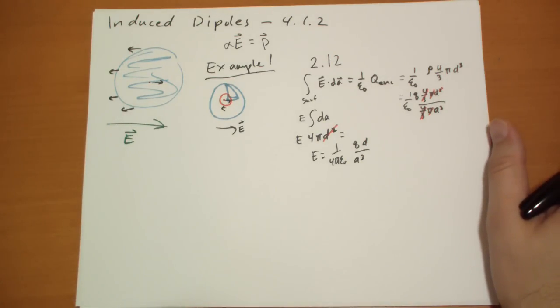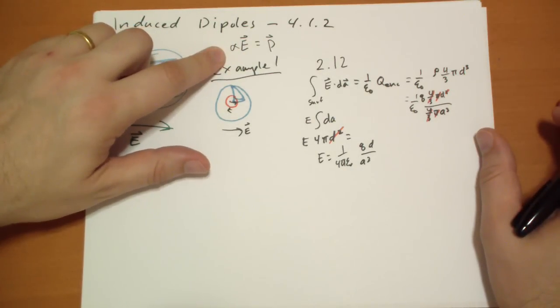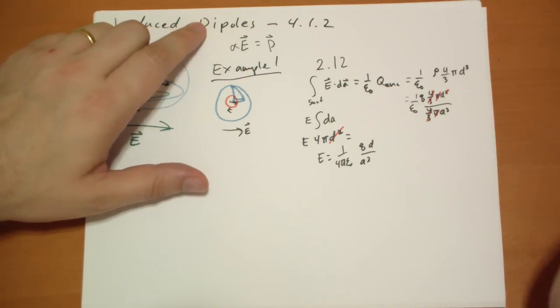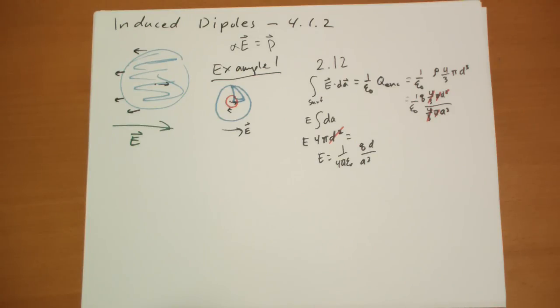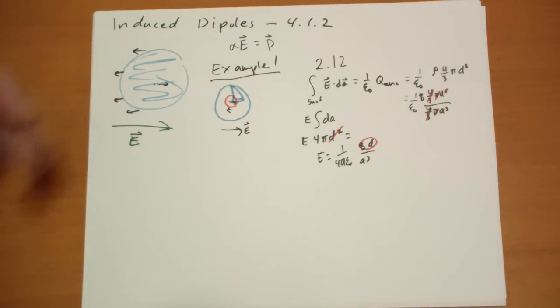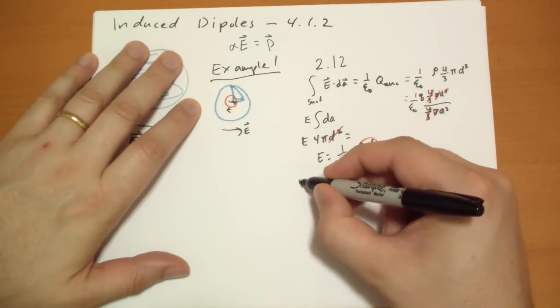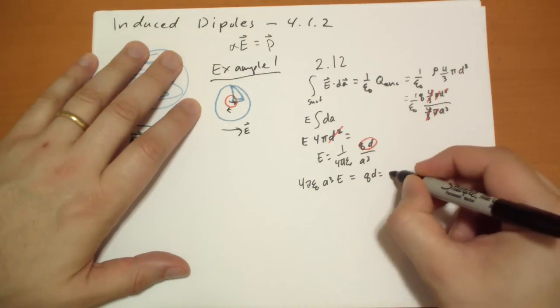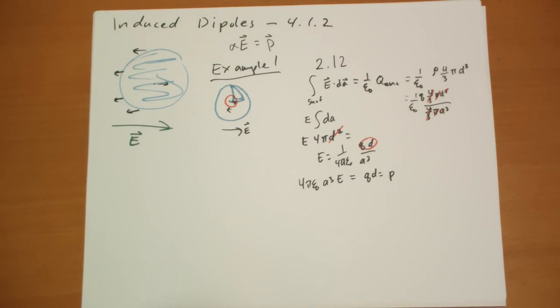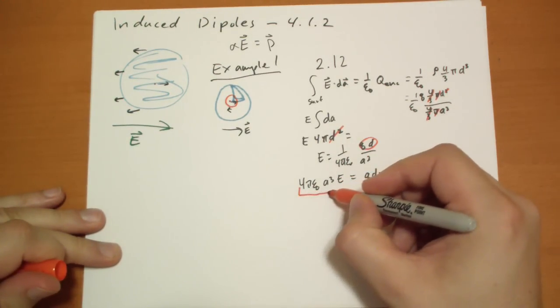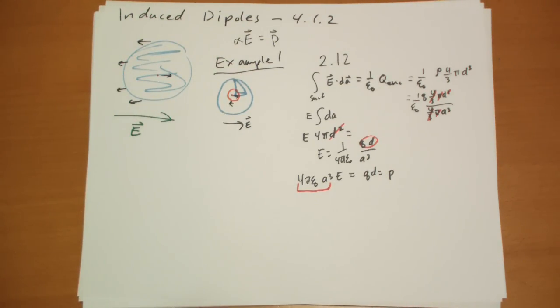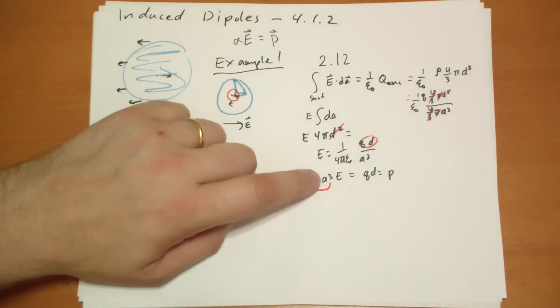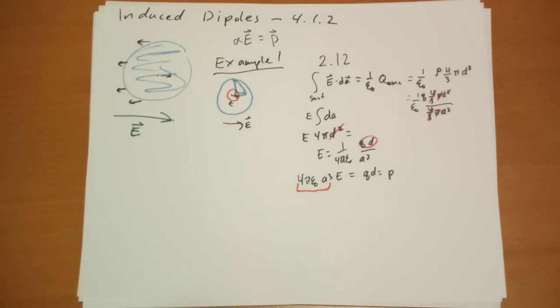We want to relate the dipole moment, p, with the electric field and see what the constant is that we have to multiply the electric field by to get the dipole moment. And if you look really closely, what does a dipole moment look like? Well, that's just the charge times the distance of separation right there. So multiplying everything, we get 4 pi epsilon naught a cubed E is equal to q d, which is the magnitude of the dipole moment. And this bit right here, that is the alpha. And if you look closely, 4/3 pi a cubed is the volume of a sphere, of that electron cloud sphere that we just calculated.